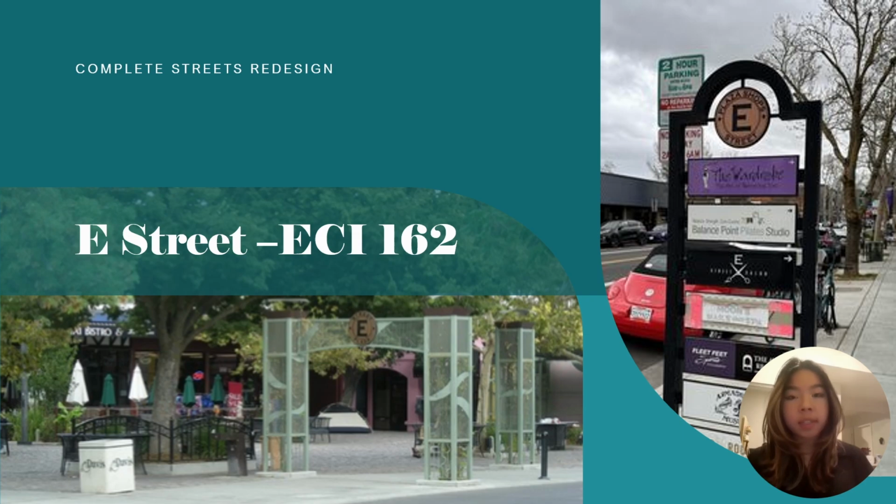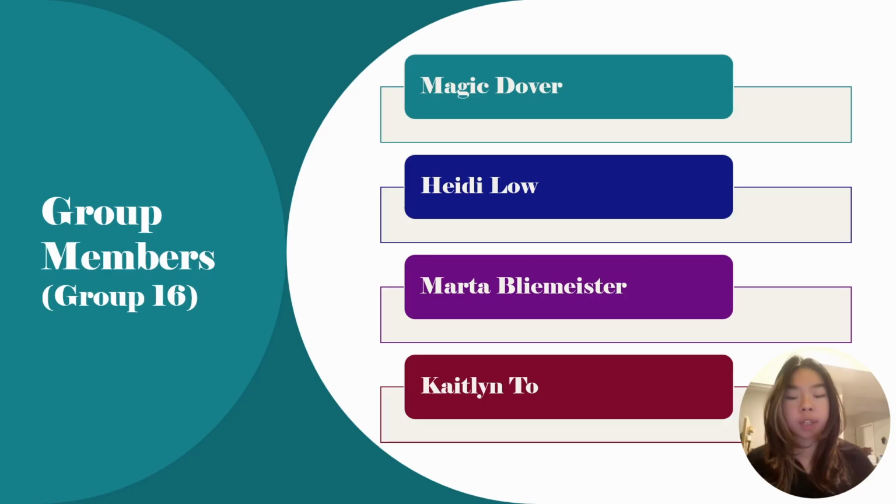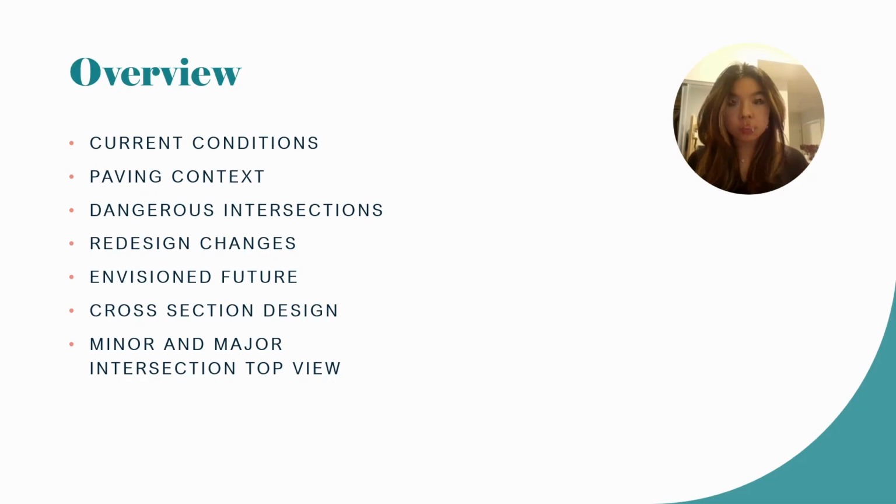For ECI 162, taught by Professor Carrie Watkins during fall quarter 2025, our group is doing a complete street redesign of E Street. Our group consists of Magic Dober, Heidi Lowe, Marta Bleemeister, and Caitlin Toe. Our presentation will include the current paving conditions, paving context, the intersections we found to be most dangerous, as well as our redesign changes, and how it fits into our envisioned future for E Street, followed by the cross-section redesigns.